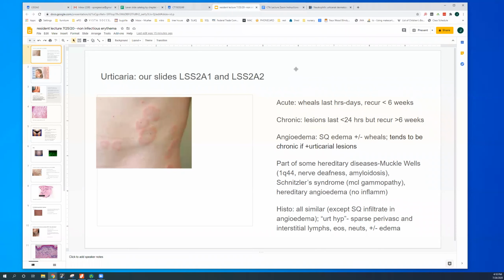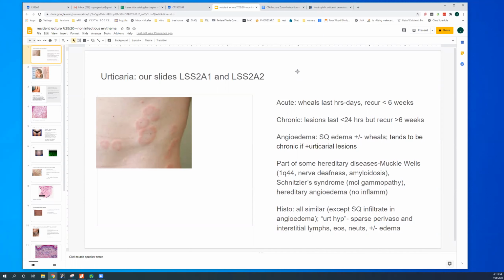As you know already, urticaria is divided up into, and Lieber talks about this, acute, chronic, and angioedema as being in the urticaria category. With angioedema, you get subacute edema. You might or might not have the urticarial wheals, and it tends to be chronic if you do. I don't have a slide of angioedema because usually it's not biopsied, but the infiltrate that we see in the dermis will extend into the subcutis.